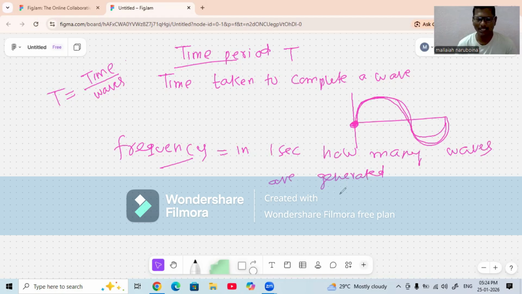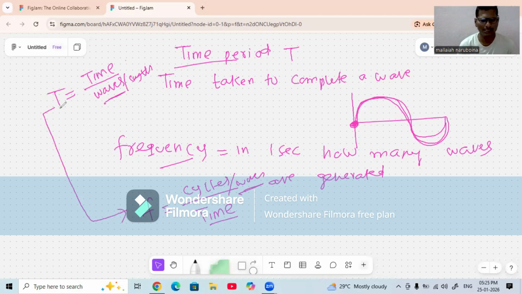I will make it clear with one example. Now the frequency formula is number of cycles by time. If you observe here, time period is time by waves, and here waves are cycles, both give the same meaning. Time by waves here, waves by time there. That means these two are reciprocal of each other. T is inversely proportional to F, or F is proportional to 1 by T.